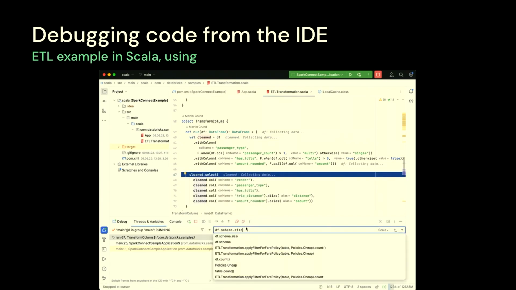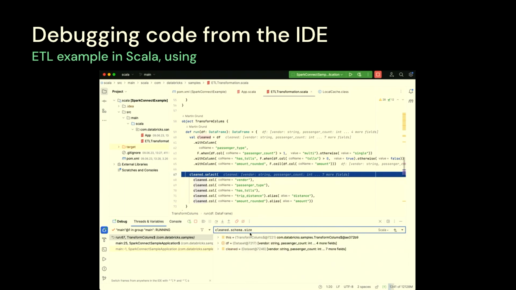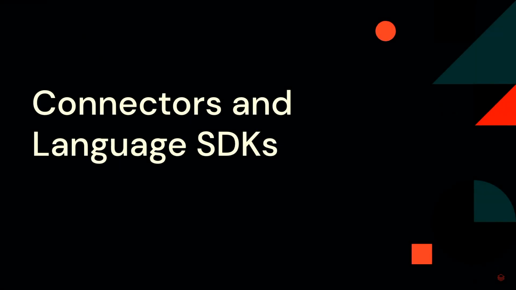All right, so in this case, we're debugging through this, and as you can see, I'm always using this variable explorer to really interrogate the result set and check what's going on, and that's really convenient.